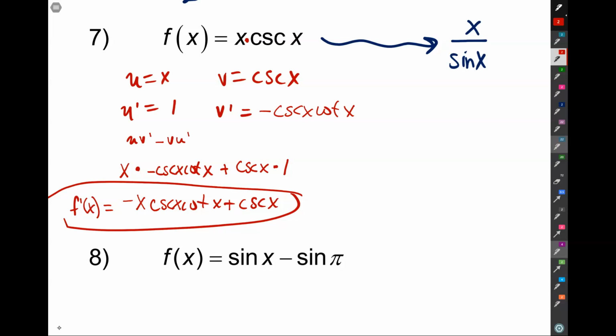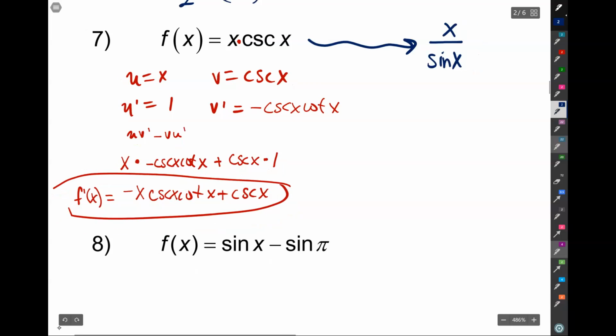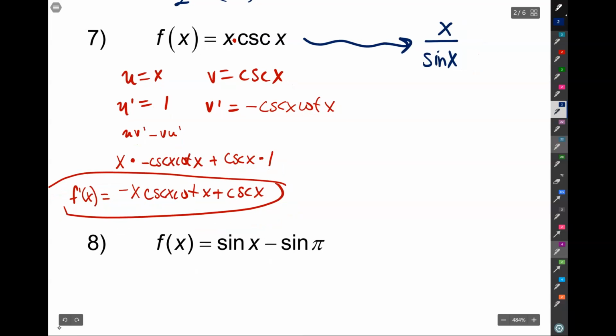All right, next one should be relatively fine. I'll show you the quotient rule way as well. Okay, so here's high, here's low.